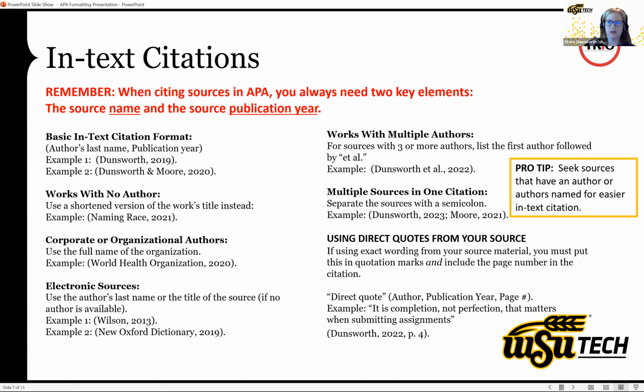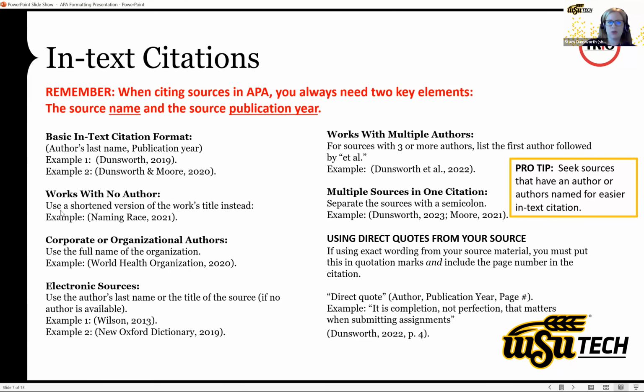But just remember 2 key elements. 1, the source name, that's the author, and the publication year. Now, how you put these citations in depends on how many authors there are. So for example, if there's just one author, then you just list the one author's name, comma, and then the publication year, and that's it.